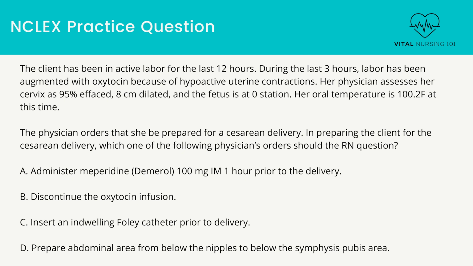Administer meperidine, Demerol, 100 mg IM 1 hour prior to the delivery. Discontinue the oxytocin infusion. Insert an indwelling Foley catheter prior to delivery. Prepare abdominal area from below the nipples to below the symphysis pubis area.